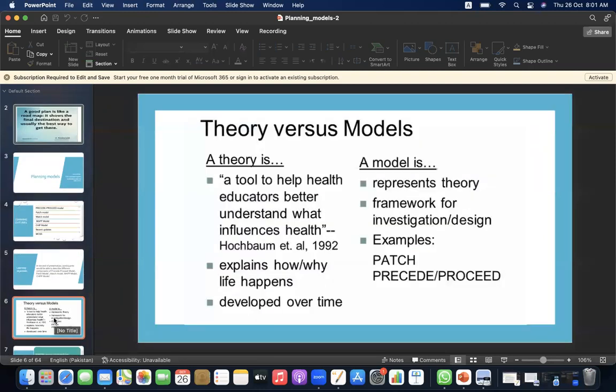So let's differentiate what is basically a theory, and we should know the difference between a theory and a model. A theory is a tool to help health educators better understand what influences health, explains how and why life happens, and it is developed over time. A model represents theory, a framework for investigation, and examples of such models would be PATCH, PRECEDE, MAP, or CHIP.